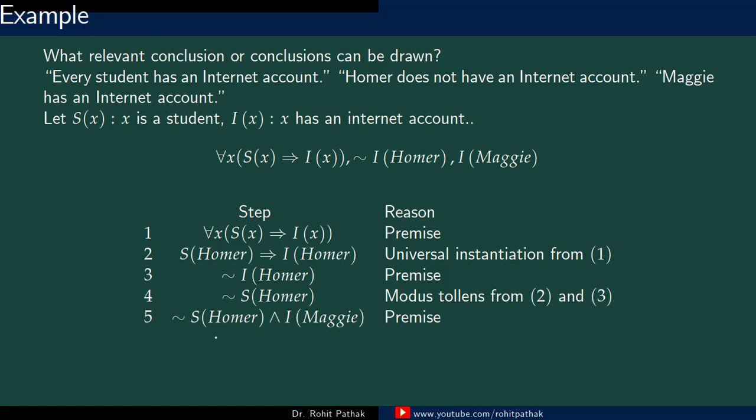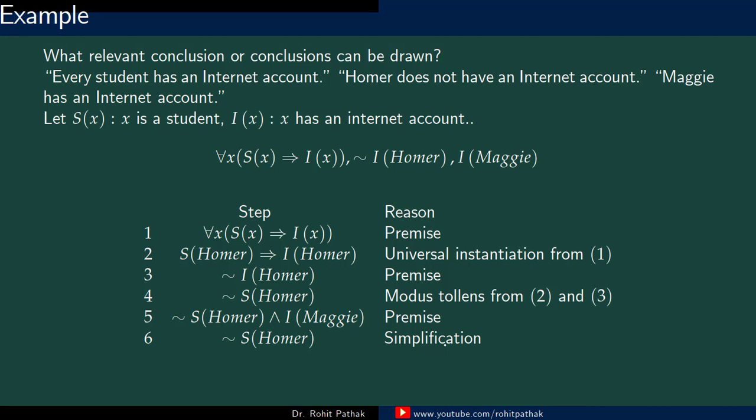And finally, negation S and I Maggie, which is a premise. These two can be written like this: negation S Homer and I Maggie. So Maggie has an internet account. From here we can draw a conclusion using simplification.